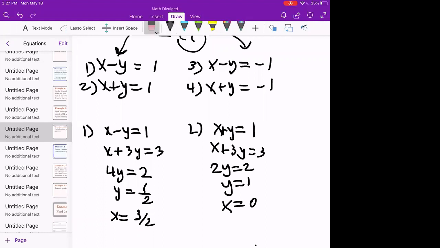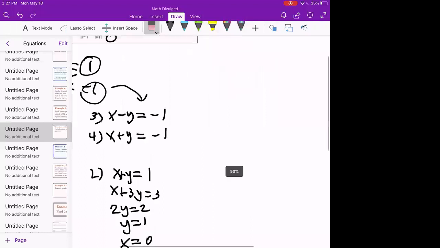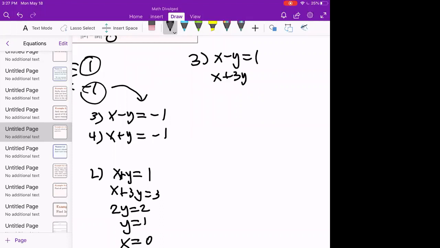Now let me move over here a bit. Our third case is x minus y is equal to 1. And then again, x plus 3y is equal to 3. This time, hold on.